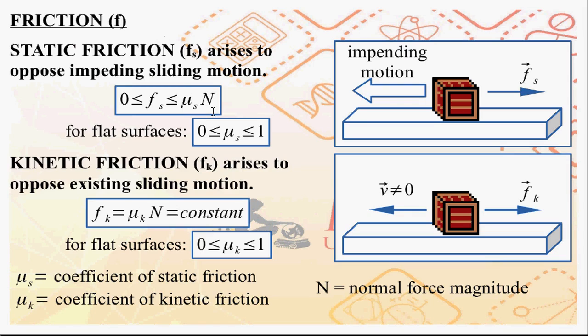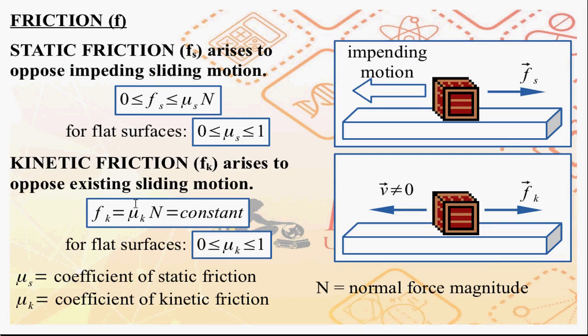So when we say oppose, if the sliding motion is to the left, friction will be in the opposite direction, to the right, because friction again opposes the motion. So if the motion is to the right, friction will be to the left, opposite direction, and so on. There are two types of sliding friction. We have what is referred to as static friction, f sub s, and kinetic friction, f sub k.